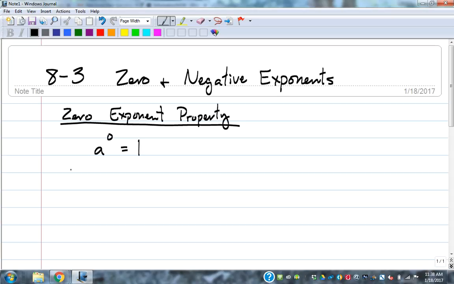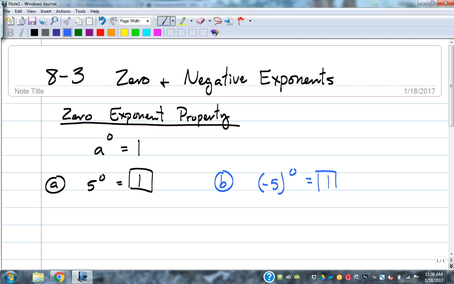Okay? Examples. 5 to the 0, 1. Example B. -5 to the 0. Parentheses involved, doesn't really matter. Anything to the 0 power is 1.